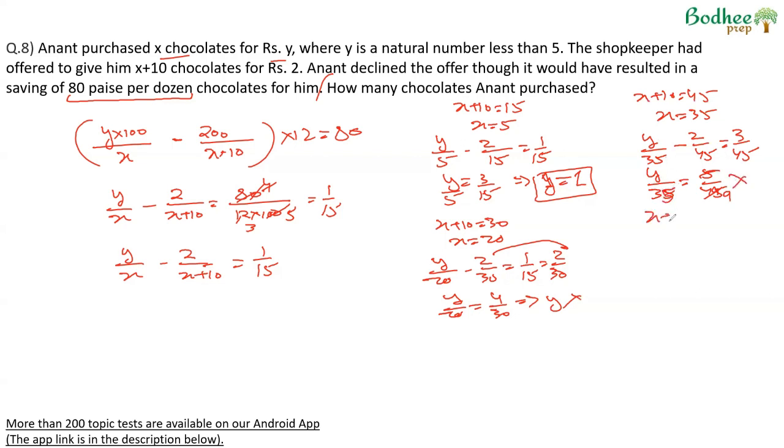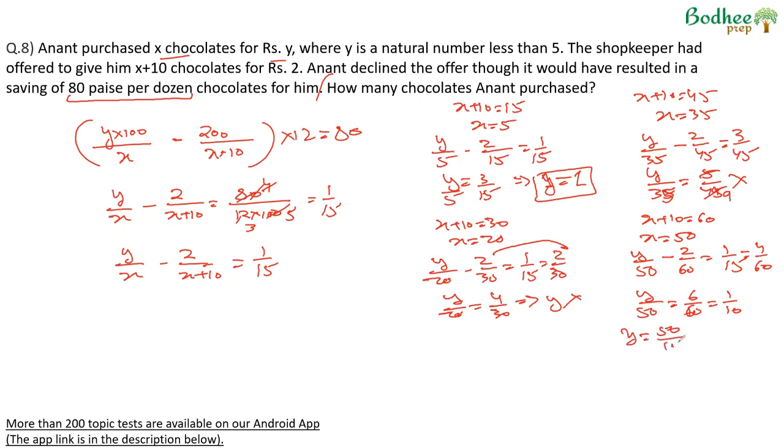If we take x plus 10 as 60, x would be 50. So y by 50 minus 2 by 60 is equal to 1 by 15. This can be written as 4 by 60. So y by 50 will be equal to 2 plus 4, 6 by 60, which is 1 by 10. Y will be nothing but 50 by 10, which is 5.